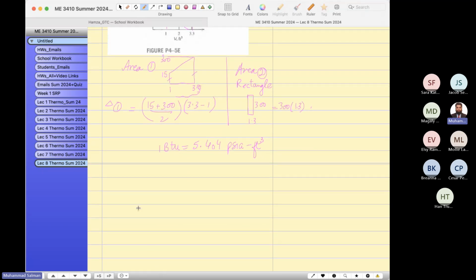So what I'm going to do here. What is the total area? Can you guys tell me the total area? And then I will convert it. Let's assume this is 1650 psia feet cube. And according to that conversion, if you divide by this number, psia feet cube times BTU, what do you guys get?